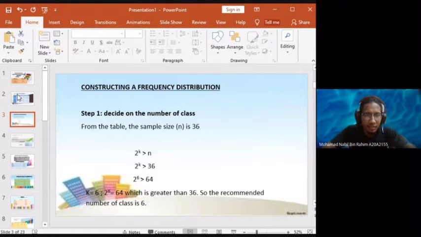Next, constructing a frequency distribution. The first step is deciding on the number of classes. From the table, the sample size n is 36. 2 to the power of k is more than n. So 2 to the power of k is more than 36. And k is equal to 6 because 2 to the power of 6 is 64, which is greater than 36. So the recommended number of classes is 6.